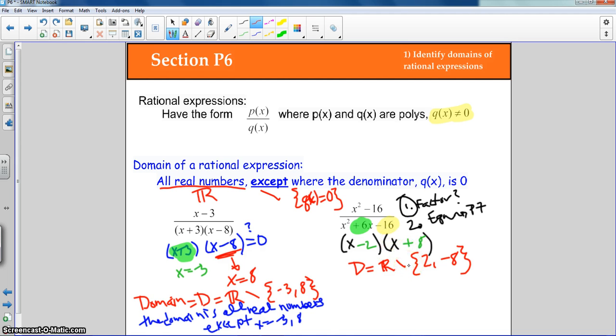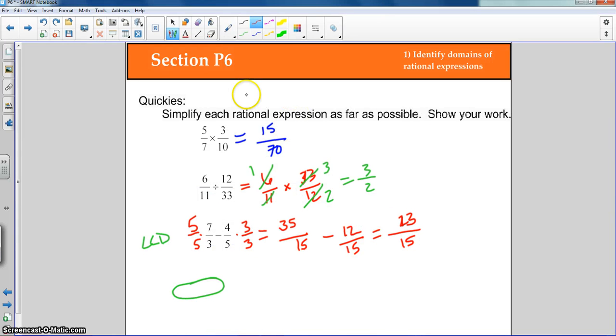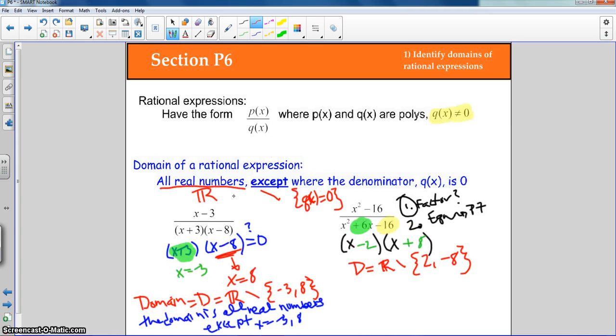Okay, so in this video we did a quick review of multiplying and dividing and adding, subtracting fractions, which we'll come back to in the next video, and then also talked about the domain of rational functions. Stay tuned.